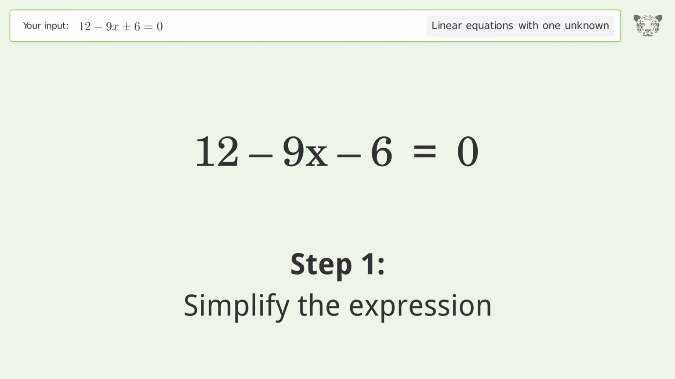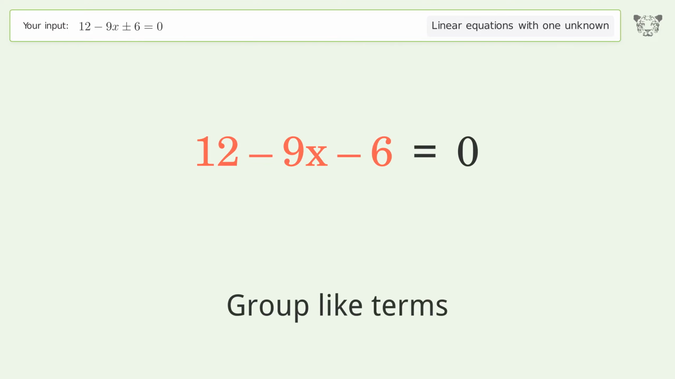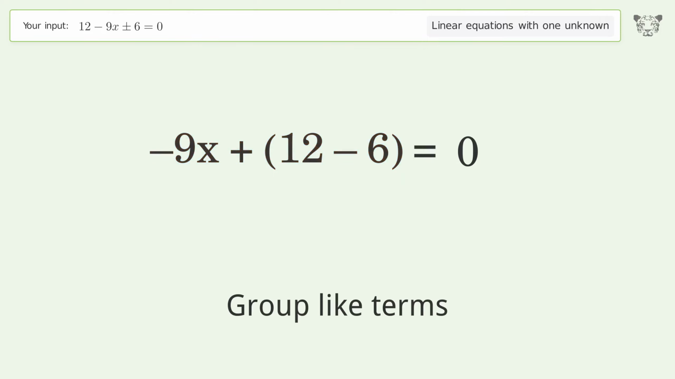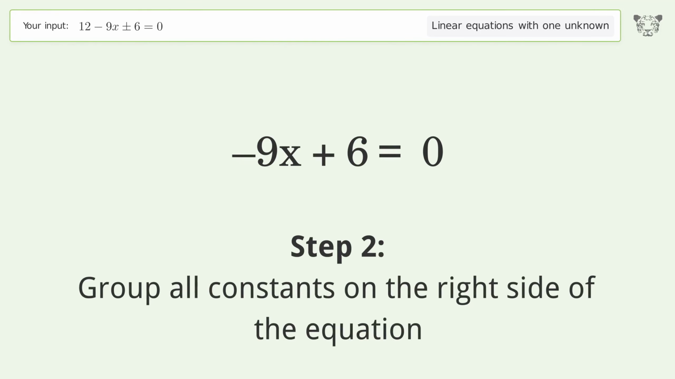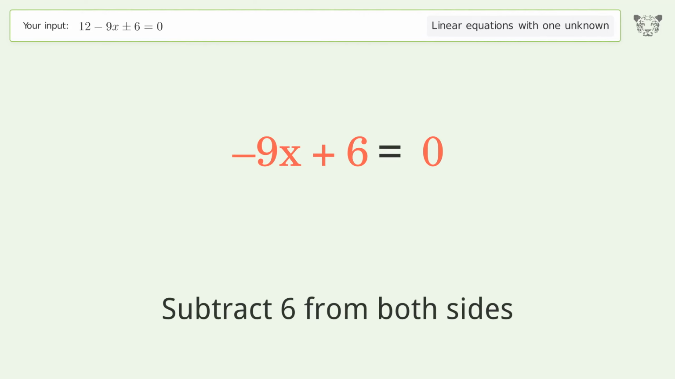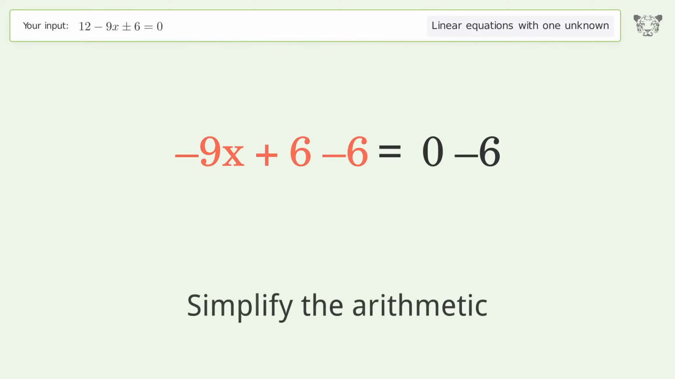Simplify the expression. Group like terms. Simplify the arithmetic. Group all constants on the right side of the equation. Subtract 6 from both sides. Simplify the arithmetic.